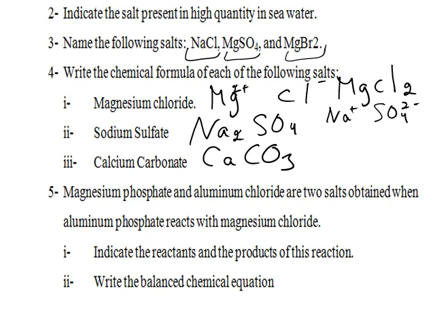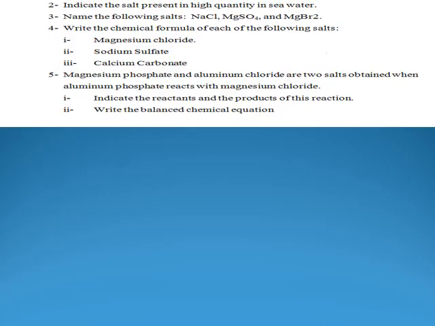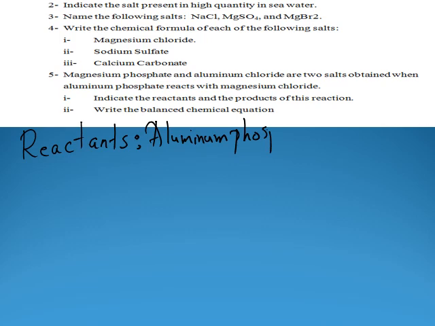Magnesium phosphate and aluminum chloride are two salts obtained when aluminum phosphate reacts with magnesium chloride. We have to identify the reactants and the products, and write the balanced chemical equation. First, the reactants. What are the reactants in this question? The reactants are aluminum phosphate and magnesium chloride.